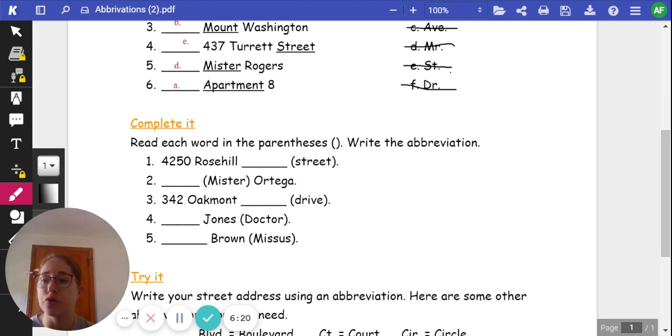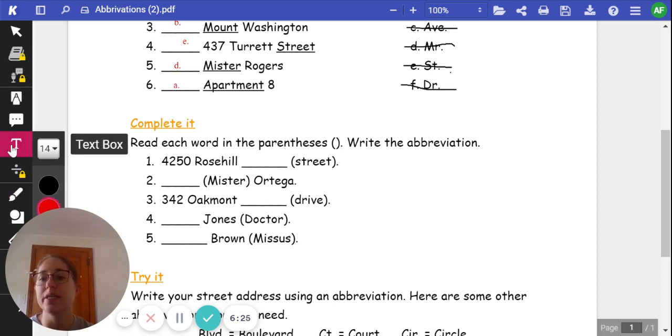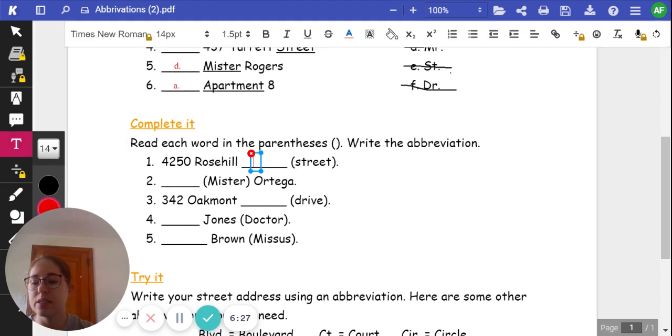Number 1, 4250 Rose Hill. We need to write the abbreviation for the word street. And I know that that is capital ST period. Go ahead and write that next to number 1.